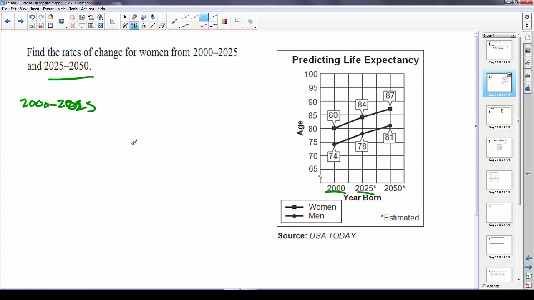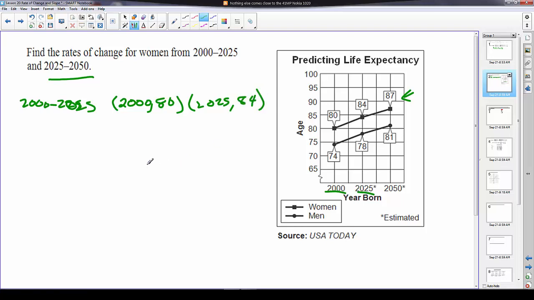And we're going to find the rate of change. So we have to take the y minus the y and the x minus the x. So I'm going to make points out of these. So in 2000, looking at my women, which are the squares on top, that's this graph here, we have at 2000, 80, and then at 2025 we have 84.